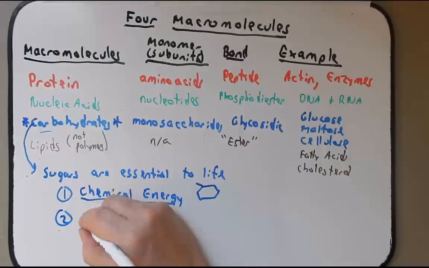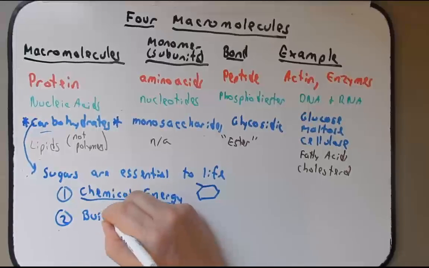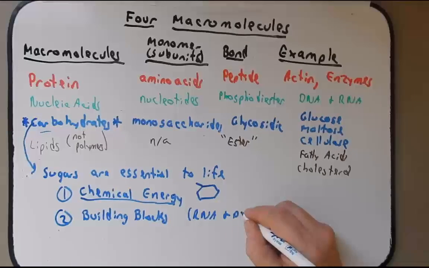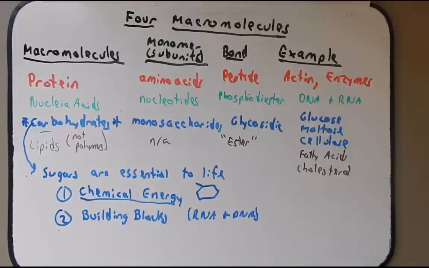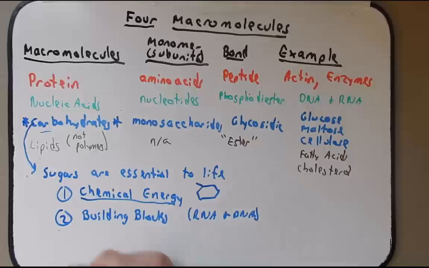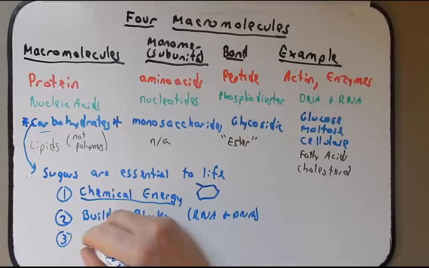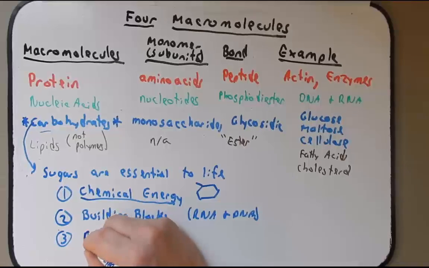Sugars are used as building blocks. If we want, we can think about RNA and DNA. RNA and DNA require that ribose or that deoxyribose. They also serve as building blocks for other more complex molecules. They're also very important when we think about chemical evolution.